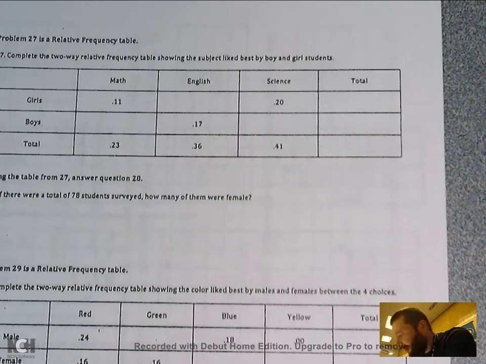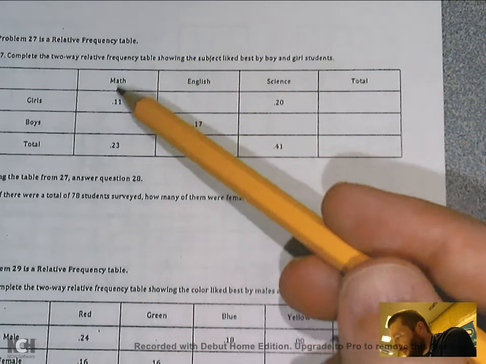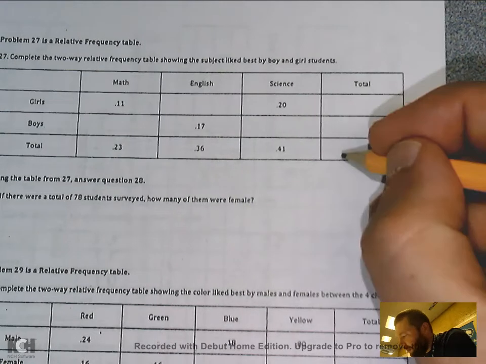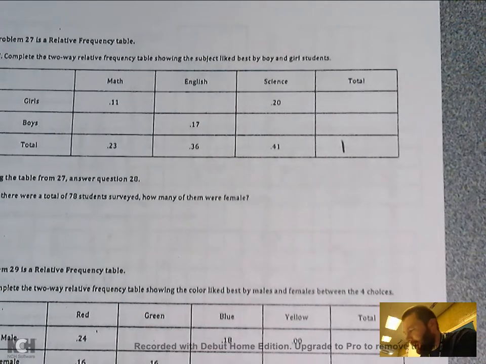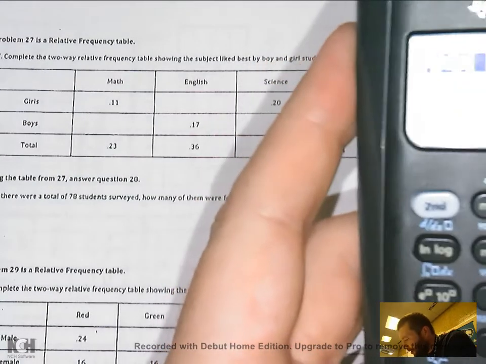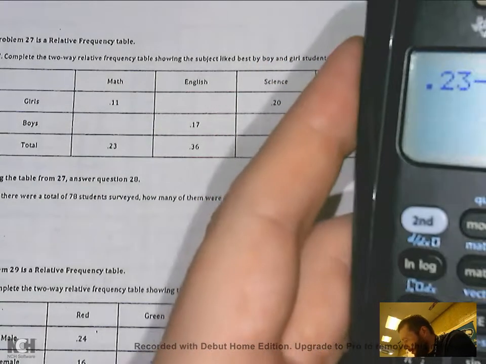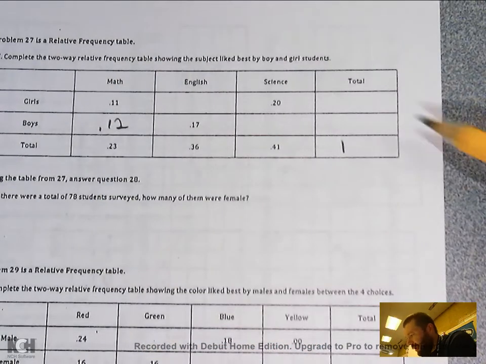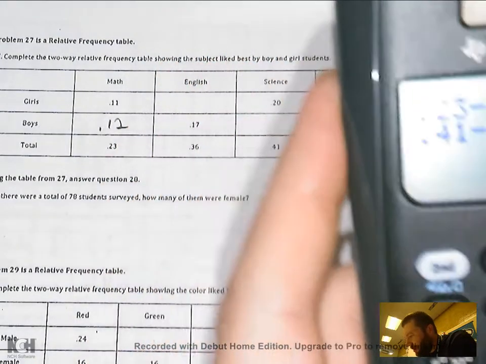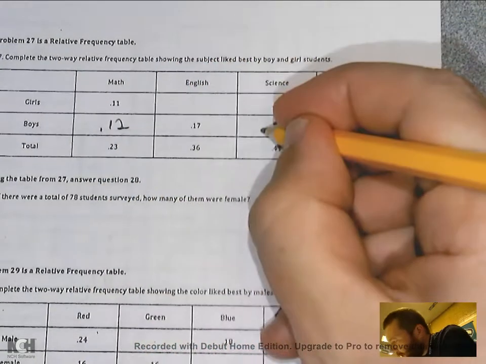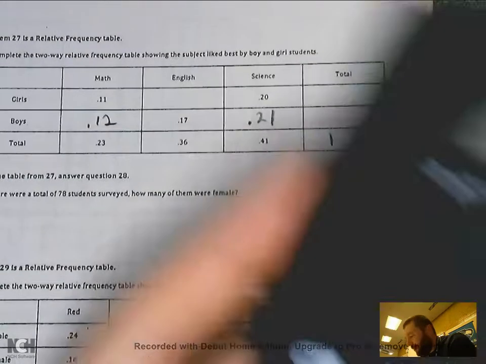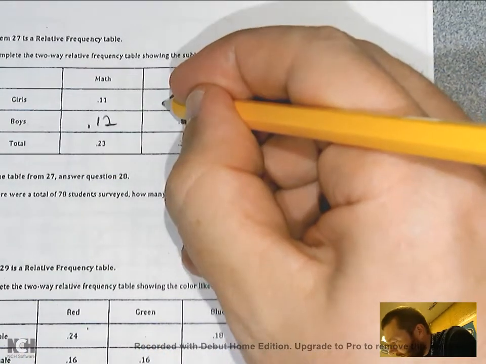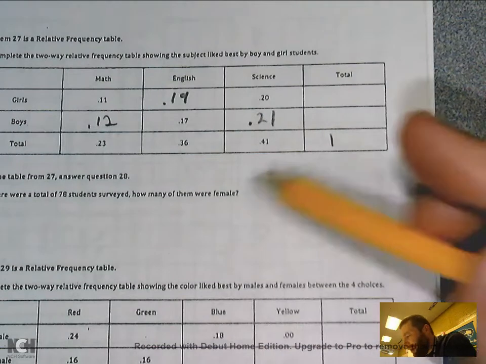It's the same as percent, right? I'm just basically going to fill in the missing things. So everything should go to 1 if it's in decimals. So 0.23 minus 0.11 would be 0.12. Okay, and then 0.41 minus 0.2 would be 0.21. 0.36 minus 0.17 is 0.19, and then add across.